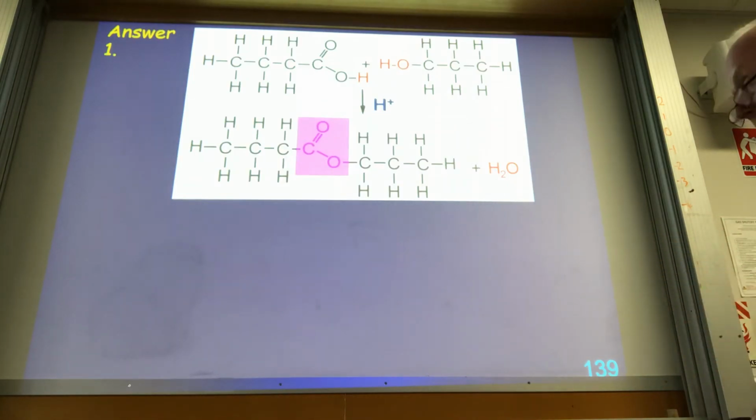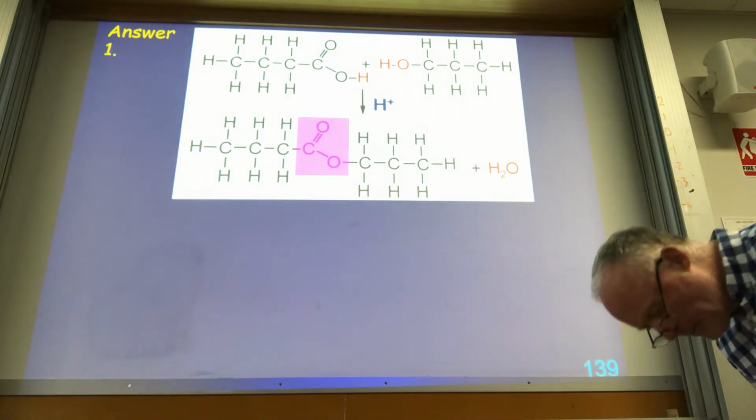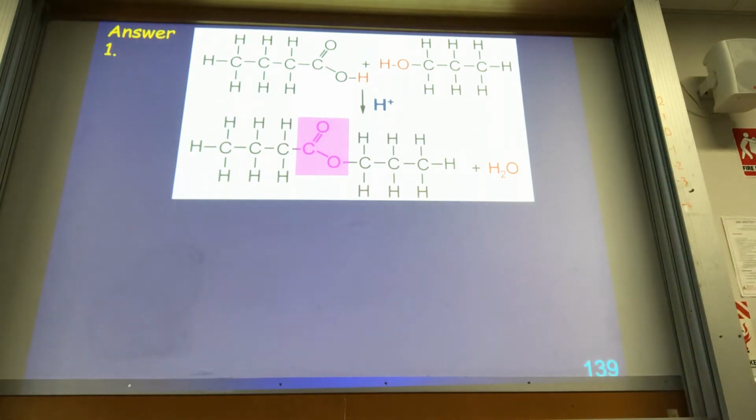So we start off, as I say, with the full structural diagram. So we draw butanoic acid, with the carboxyl group facing in. We draw the propanol with the hydroxyl group facing in too. We pull out the water molecules. So the H from one, the OH from the other, pull them out, that makes water. We join up what's left over.